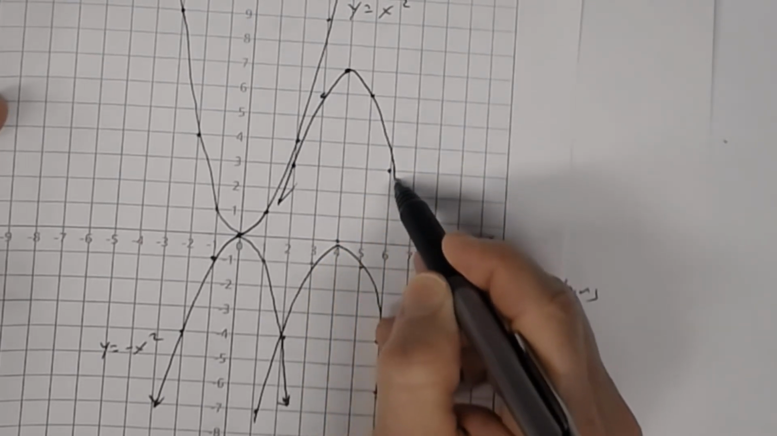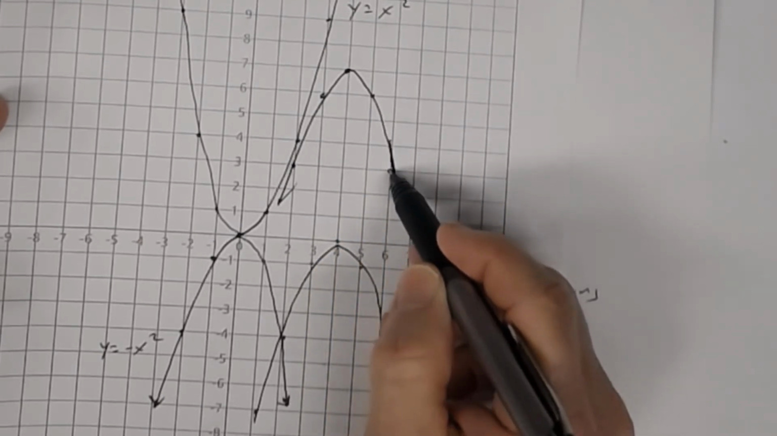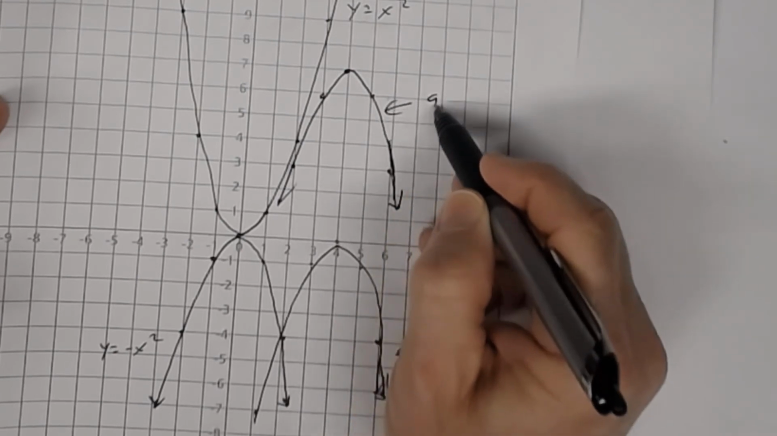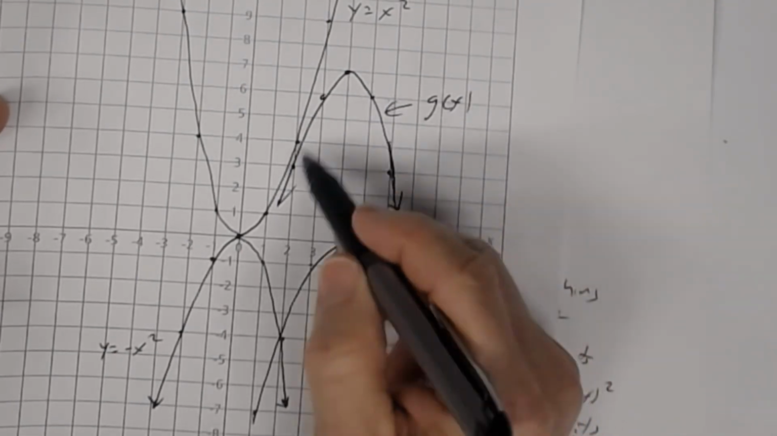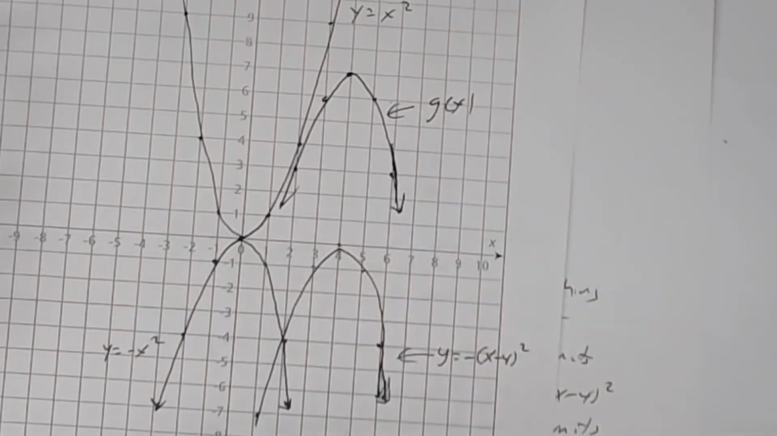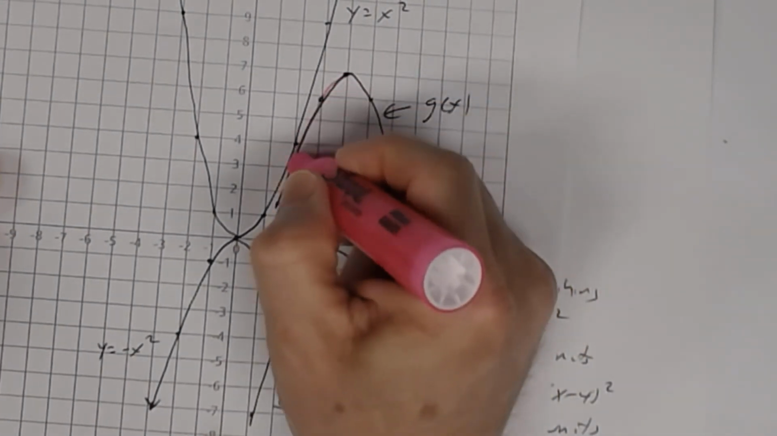Okay? I could do this a little bit better. I didn't go through that point. All right, so that is g of x. So this right here is g of x. If I go ahead and just highlight this, this is g of x right here.